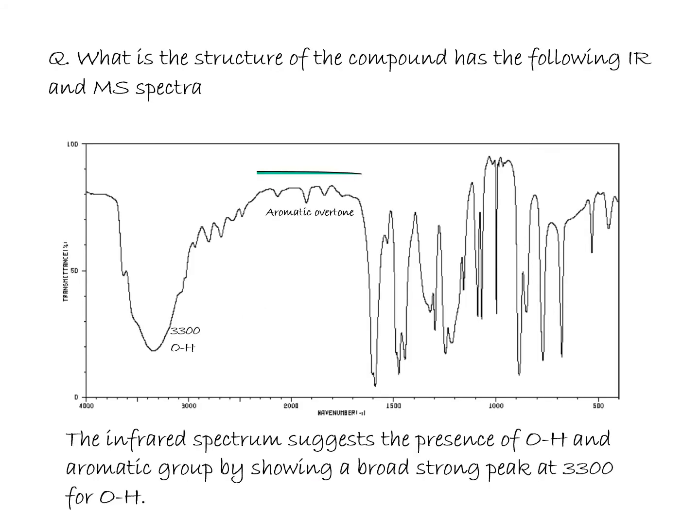What if the structure of the compound has the following IR and mass spec? Well, here is OH. Since it's highly broad, I can't see what's underneath it. Here I have an overtone of aromatic. So this compound might be a phenol or substituted phenol.